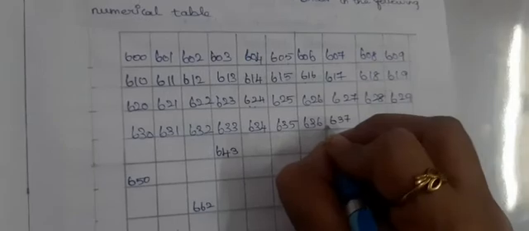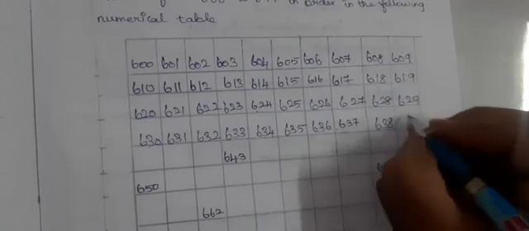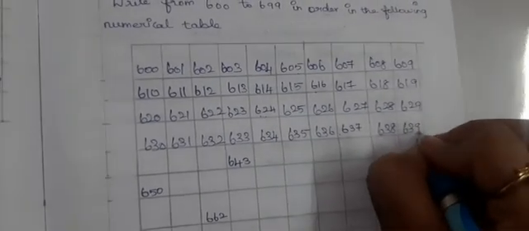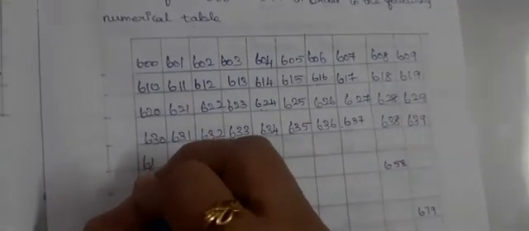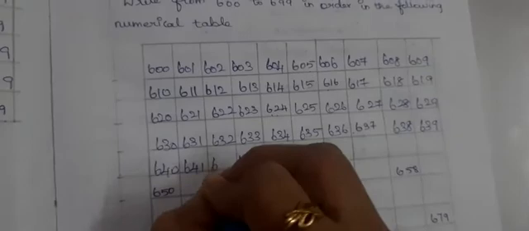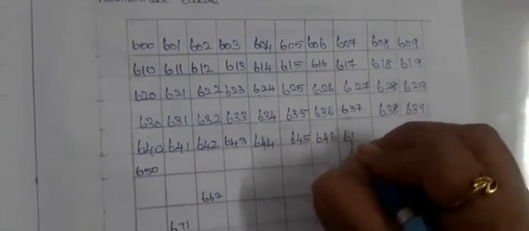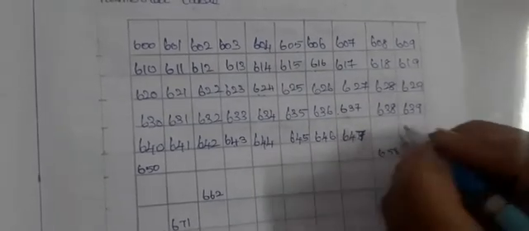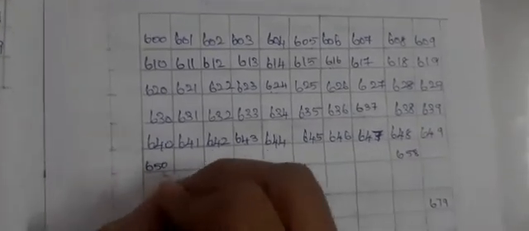They have given 637. So what is the next number of 637? The next number of 637 is 638. After 638, what is the number? 639, 640, 641, 642. They have given 643. So what will be the next number, students? 644, 645, 646, 647, 648, 649. They have given 650. So what will be the next number?